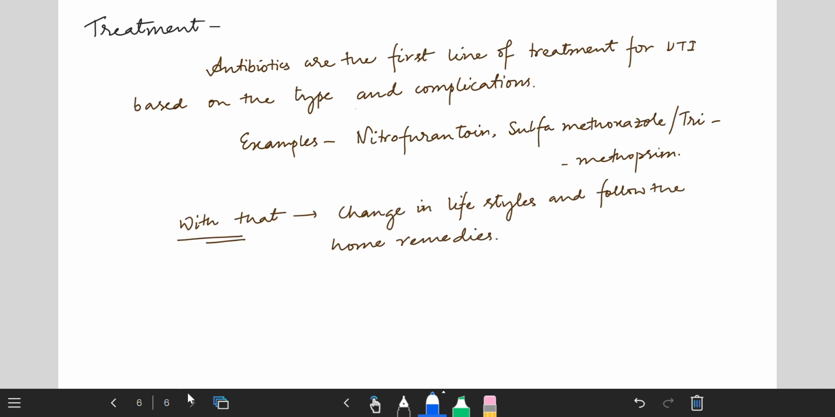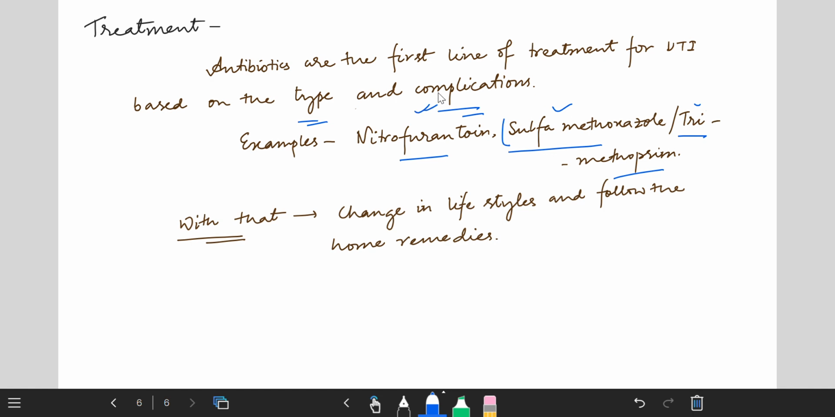Now coming to the next, what is the treatment? So the main treatment is obviously medicine, and antibiotics come as the first line of treatment for UTIs, obviously based on which type of UTI and what complications are associated with it. So main examples are nitrofurantoin and sulfamethoxazole trimethoprim combination therapy. Okay, these two medicines are given in combination, and nitrofurantoin is given individually.